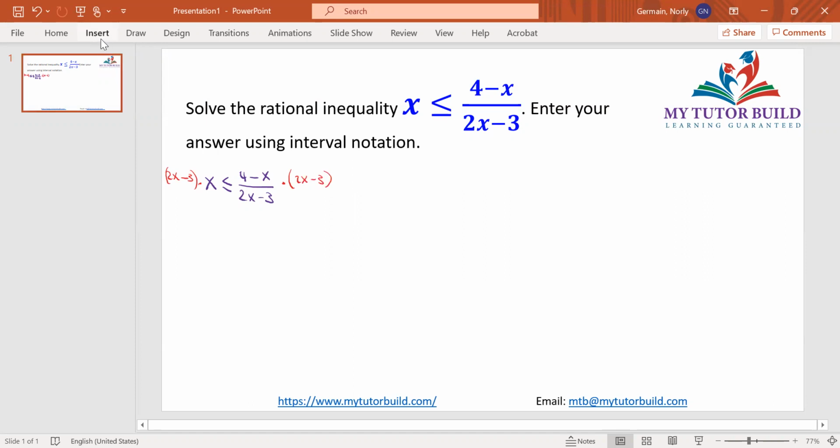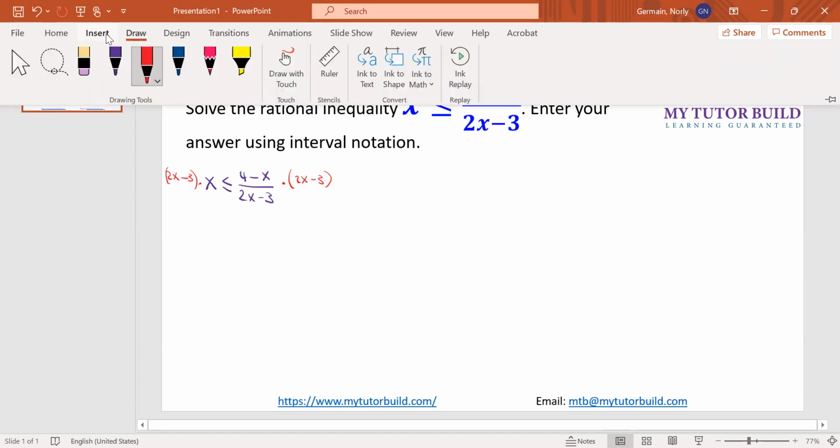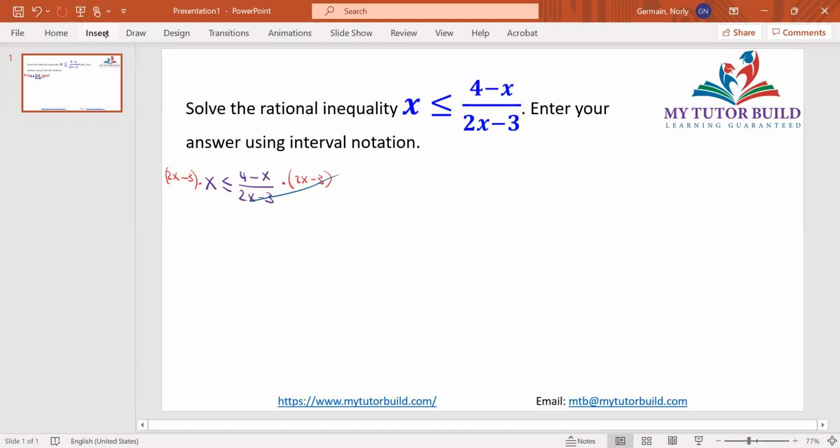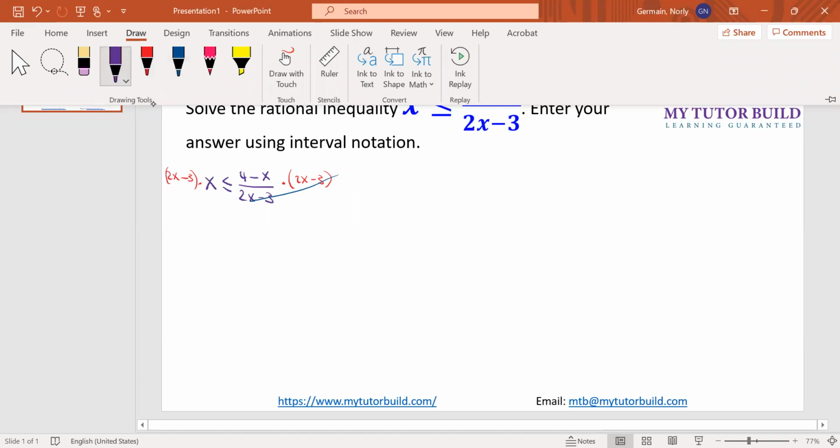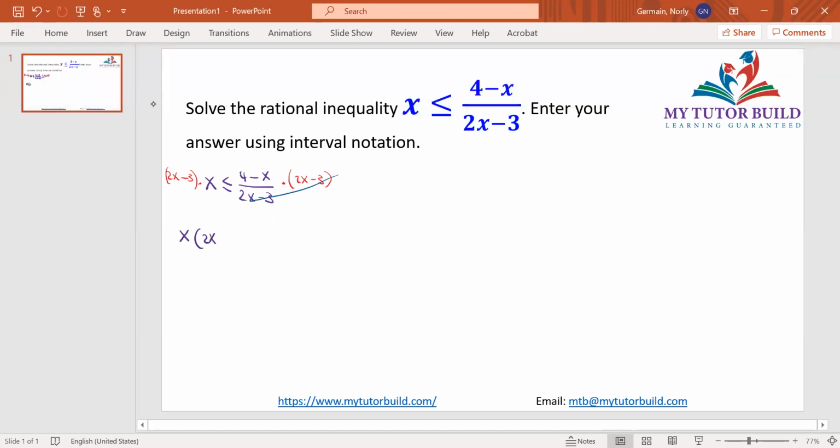So we can cancel out the denominator. When we cancel out the denominator, what we have left is x times (2x minus 3) less than or equal to 4 minus x. Distribute, and that gives you 2x squared minus 3x less than or equal to 4 minus x.